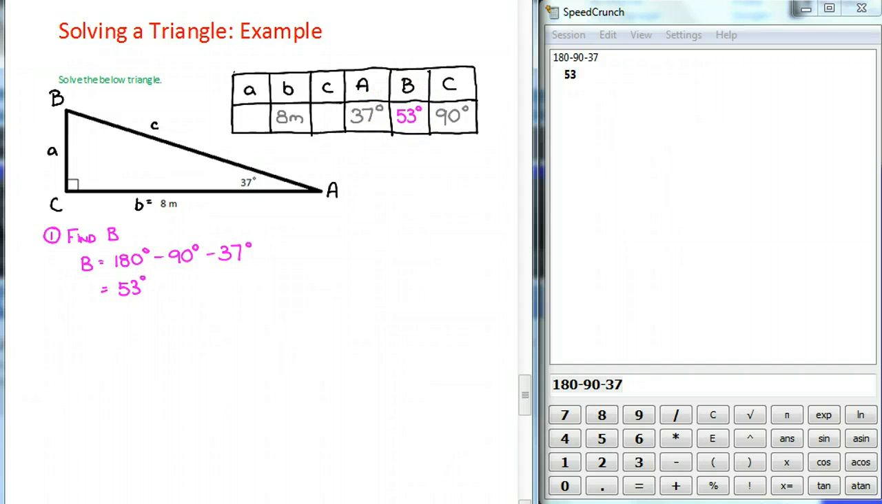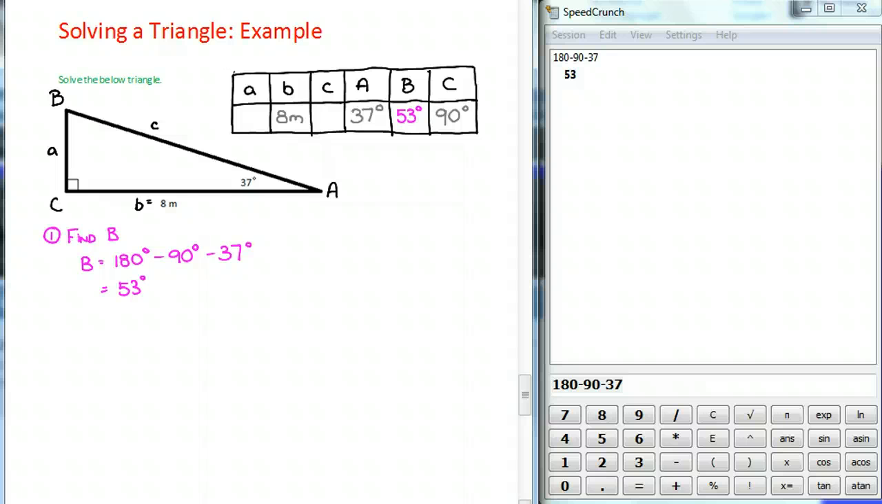Excellent. Okay, the next thing I want to do, let's find length A. I know angle B and I know angle A, so I could use either of them, but since angle A was given to me in the problem, I'm better off using angle A in my work. Because if I happen to make a mistake with angle B, that mistake is going to be carried through. So it's always important, if you can, to use what's given to you. So we're going to use angle A.